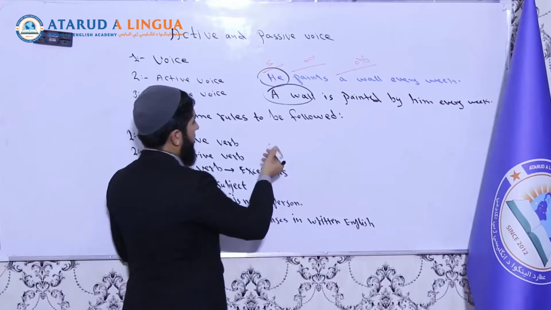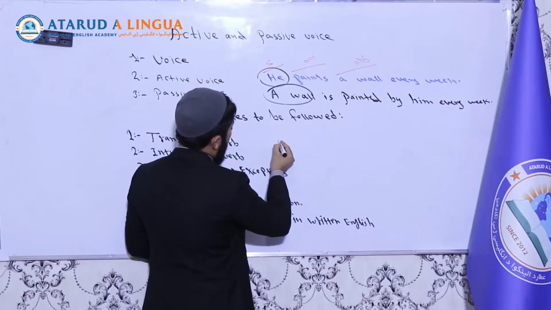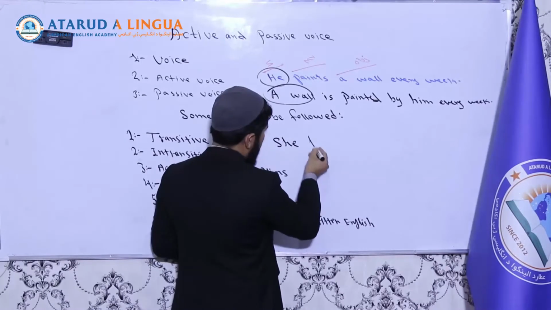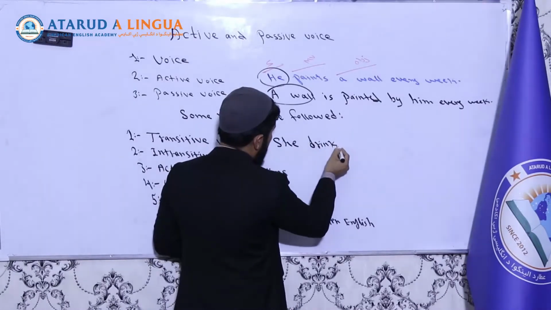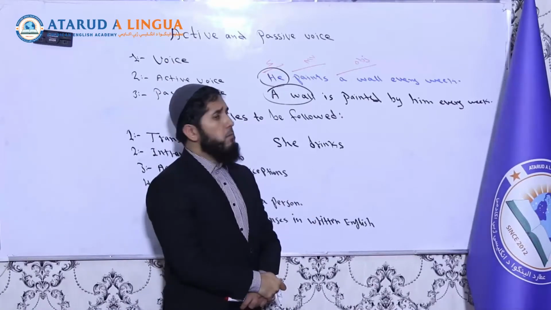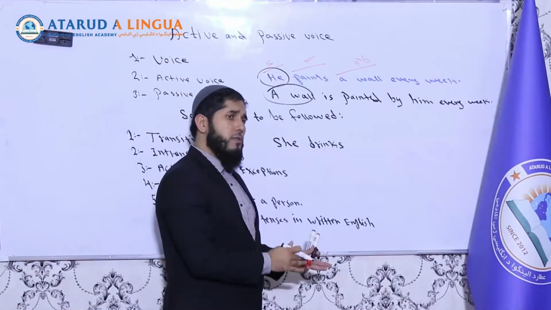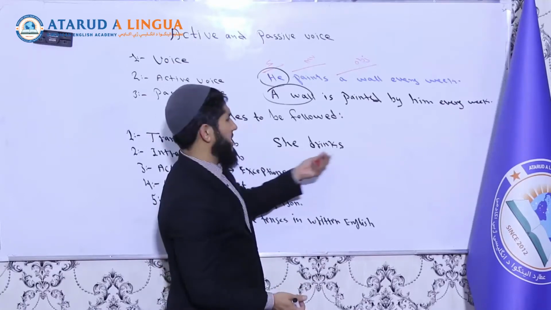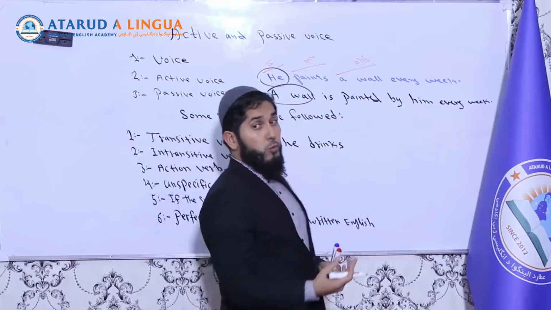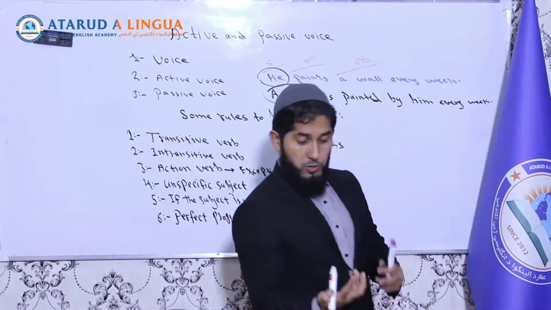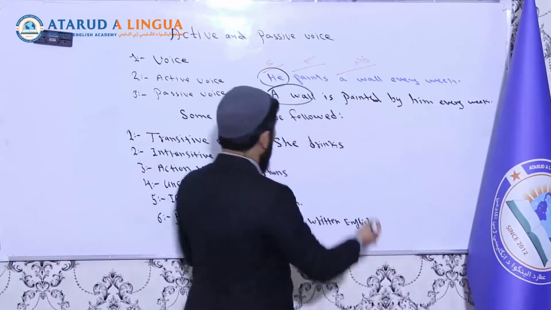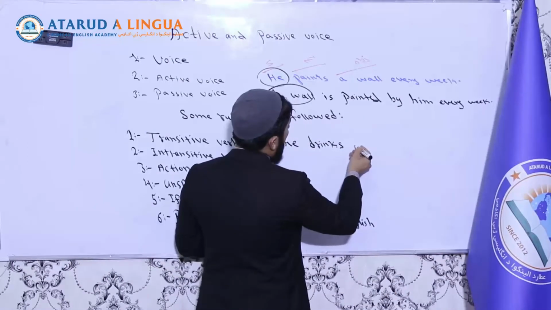For example, if we say she drinks. She drinks. If we stop here, I would say it's a sentence because it is subject plus verb, but it does not give a complete meaning. So she drinks what? We have to mention something. She drinks tea or coffee or water or what? Okay? So she drinks water.